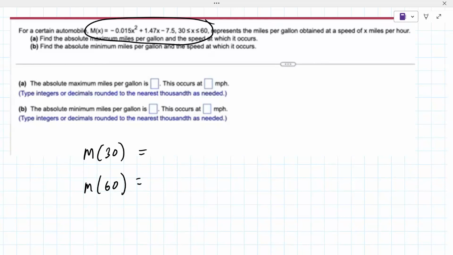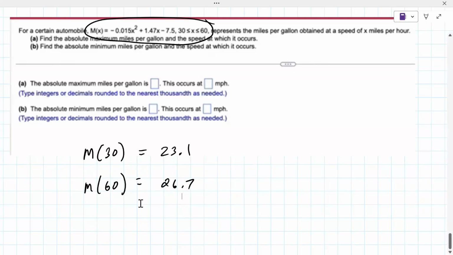So if you have the time, if you have the desire, maybe try that out on your own at some point. Just make sure you've got some idea of how to do it before you get to the test. I've been writing it down. All right, so m of 30 is 23.1, m of 60 is 26.7. So you can see right now, it looks like that's the min and that's the max.